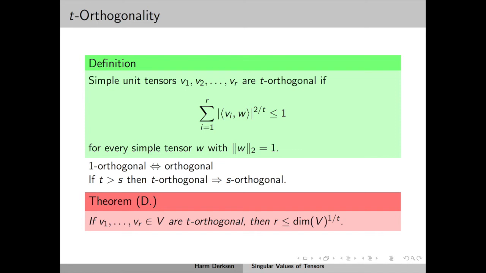There's also a result that you cannot have too many orthogonals in a sense. Like if V1 up to VR are unit tensors that are t-orthogonal, then the number of them cannot be more than the dimension of the whole space to the power 1 over t. So obviously for t equal to 1, it's just the dimension of the space. But if, for example, you have 2-orthogonal tensors, then you can only have the square root of the dimension.